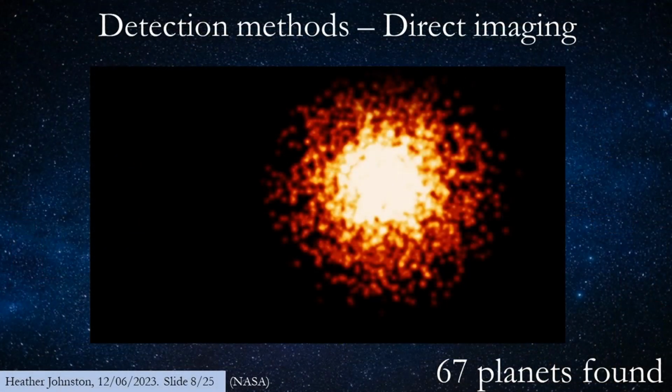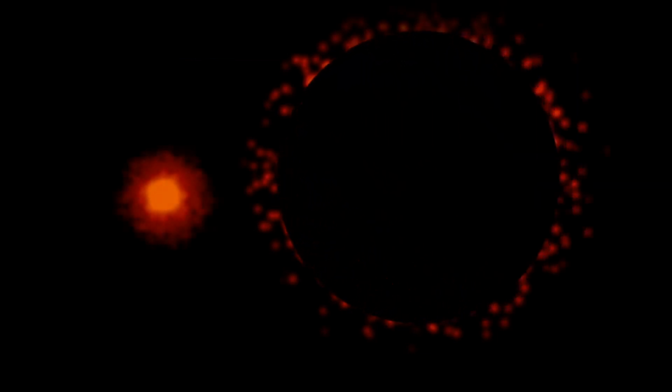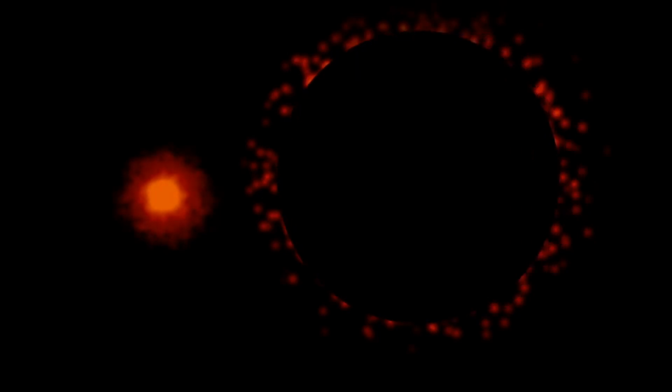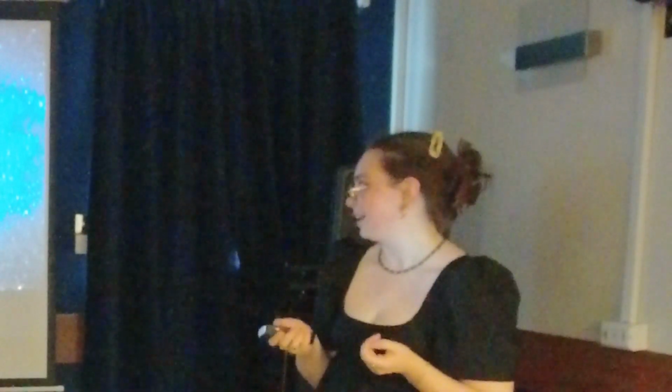There are a couple of methods of finding planets. The one that is probably the most straightforward is called direct imaging, and we found 67 planets with this method. Because the star is so bright, we have to cover it up with something called a mask, and that reveals the light of the planet. This only really works if the planet is quite far from the star, otherwise it gets lost in the mask that covers it up. So it's not the most popular method of finding planets.